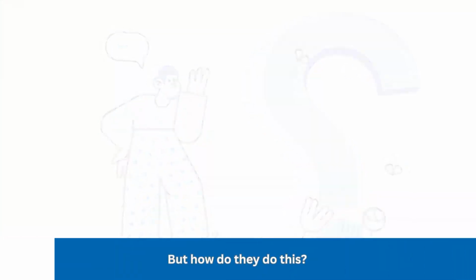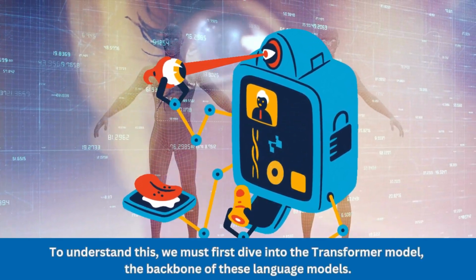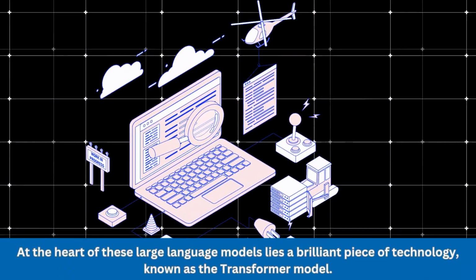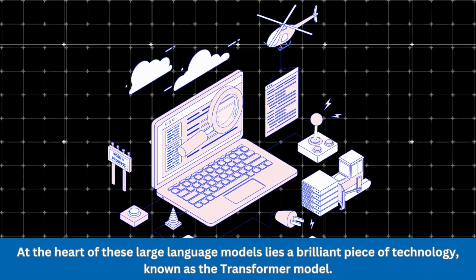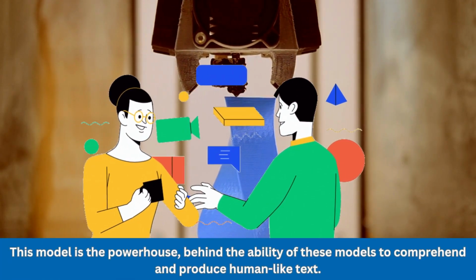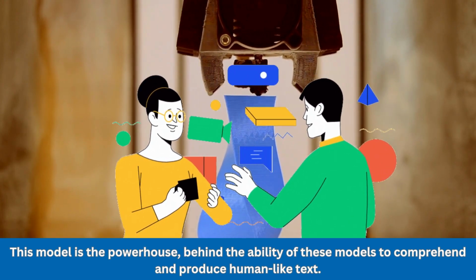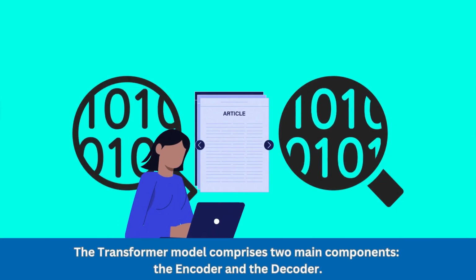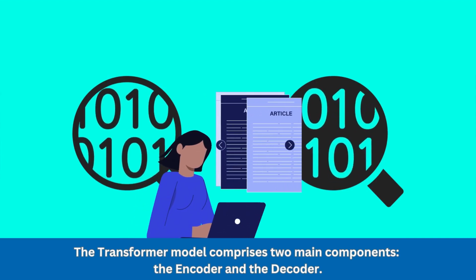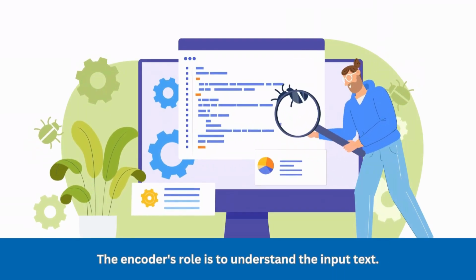To understand this, we must first dive into the transformer model, the backbone of these language models. At the heart of these large language models lies a brilliant piece of technology known as the transformer model. This model is the powerhouse behind the ability of these models to comprehend and produce human-like text. The transformer model comprises two main components, the encoder and the decoder. The encoder's role is to understand the input text.